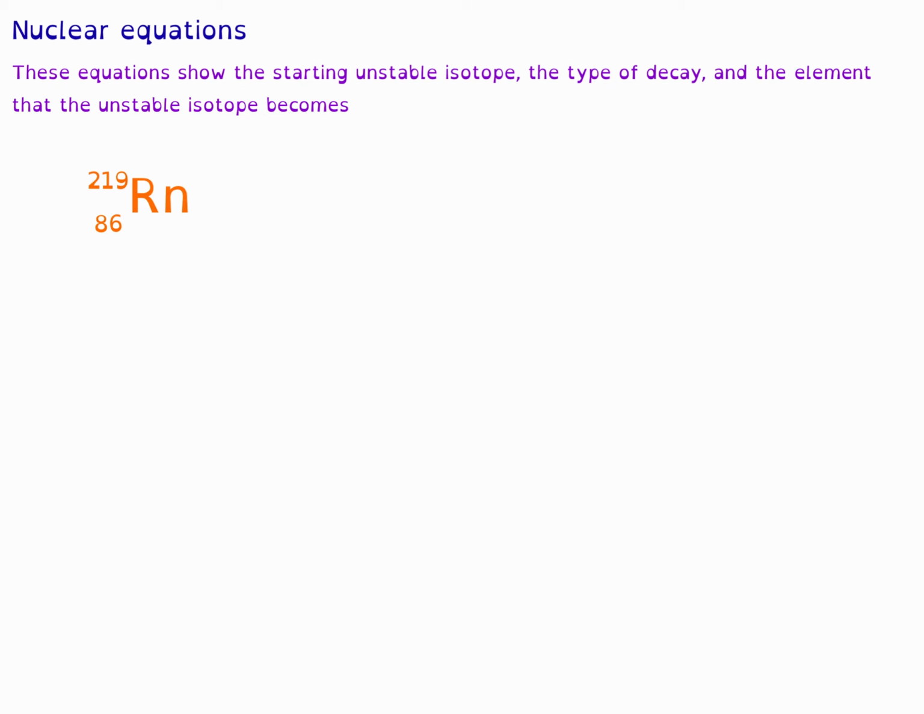This is radon, which decays by alpha decay. When something decays by alpha decay, it gives out an alpha particle, which is 2 protons and 2 neutrons. This is the same as a helium nucleus. The atomic number of the helium nucleus is 2 because of the 2 protons, and the mass number is 4 because 2 protons and 2 neutrons are released together in alpha decay.